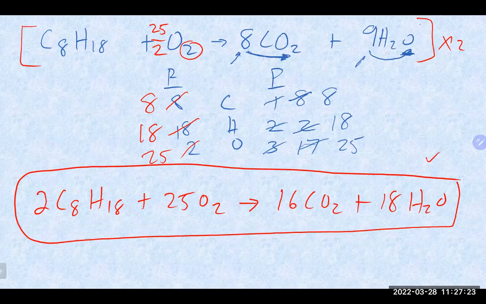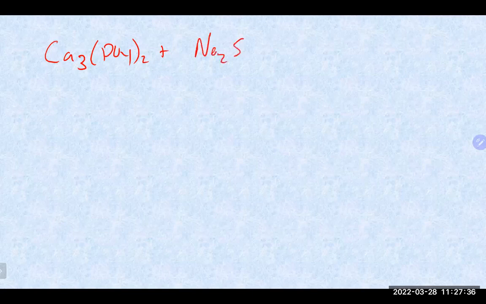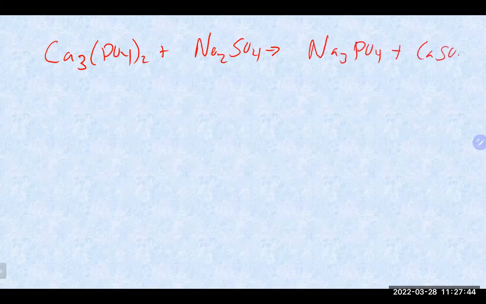Okay, looking at the next one, which was our Ca3(PO4)2 plus Na2SO4 gives us Na3PO4 plus a little CaSO4.